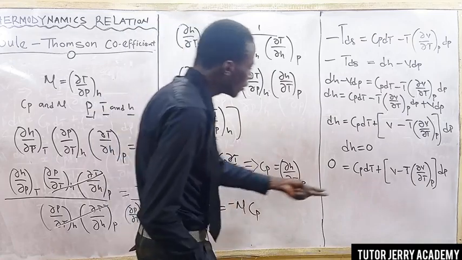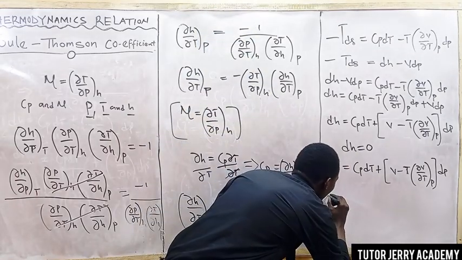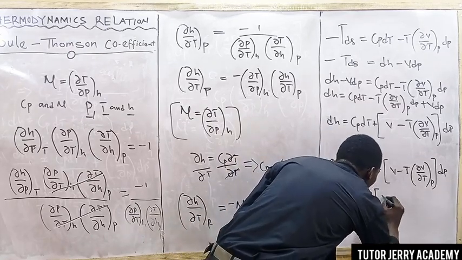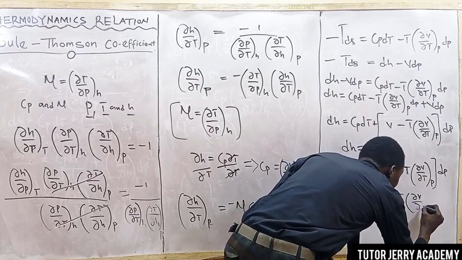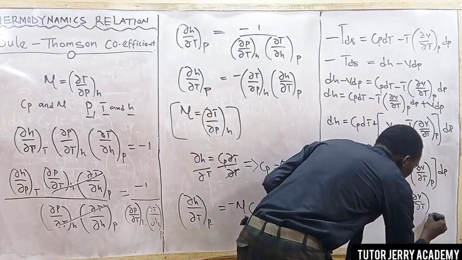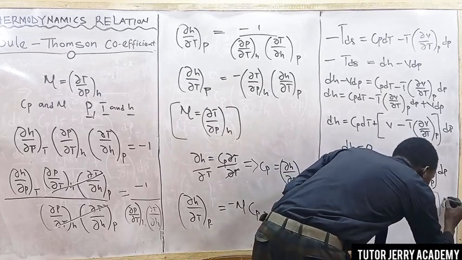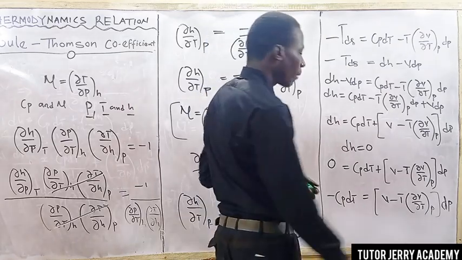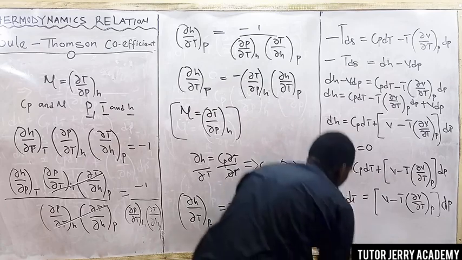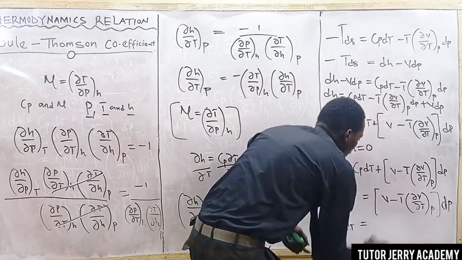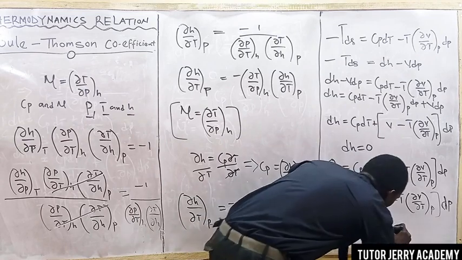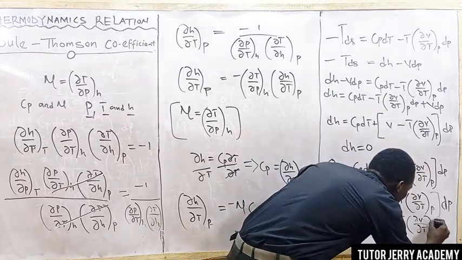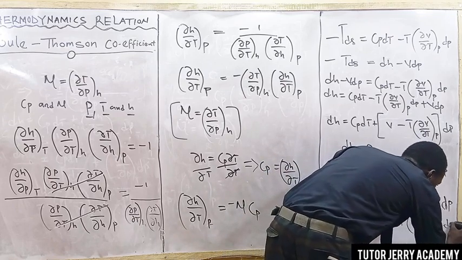So next, we are going to be taking Cp dT to the other side of this equation. If we do that, we will have minus Cp dT equal to the bracket of V minus T into the partial derivative of V all over the partial derivative of T, keeping P constant, close bracket dP. So this is what we have. Next, we are going to be multiplying both sides of this equation by minus. If we do that, we are going to have Cp dT, minus times minus is plus, equal to the bracket of minus V plus T into the partial derivative of V all over the partial derivative of T, keeping P constant, close bracket dP. So this is what we have.